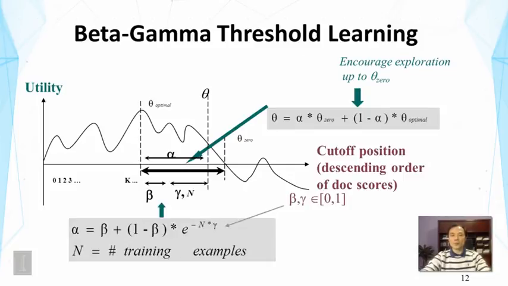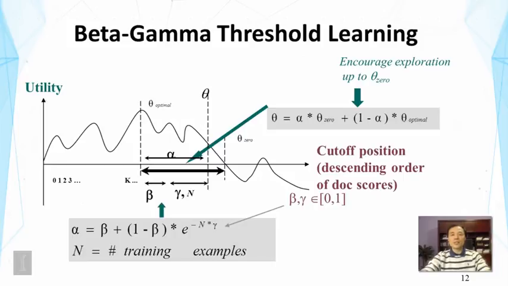Specifically, this is as follows. There will be a beta parameter to control the deviation from the optimal threshold, and this can be accounting for the overfitting to the training data, let's say, and so this can be just an adjustment factor. But what's more interesting is this gamma parameter here, and you can see in this formula, gamma is controlling the influence of the number of examples in the training data set.